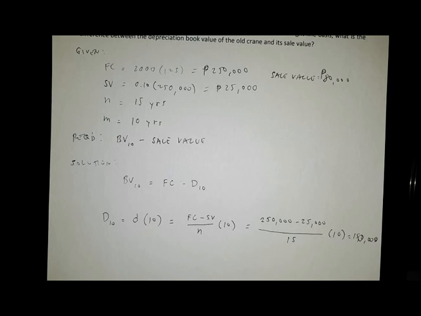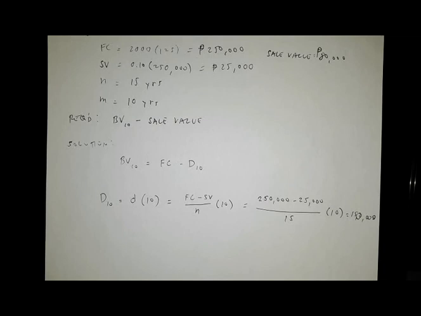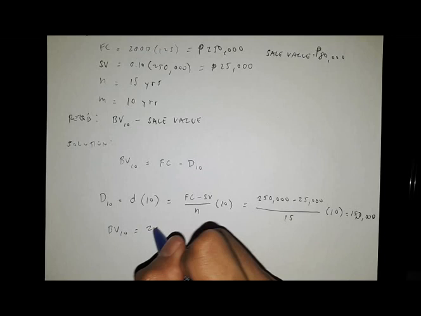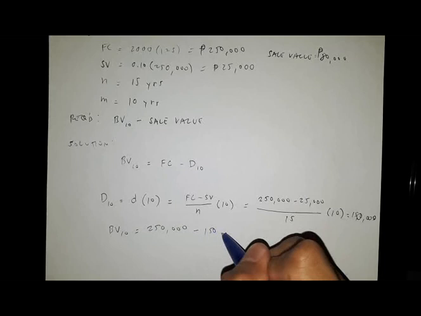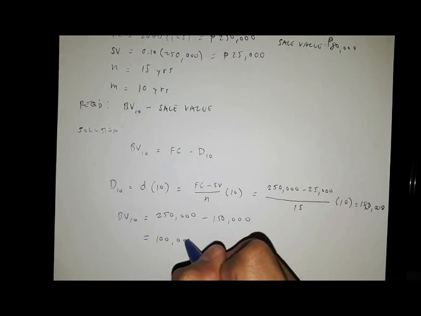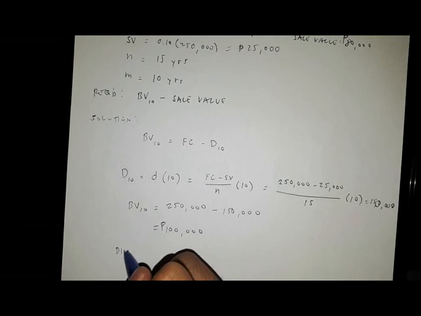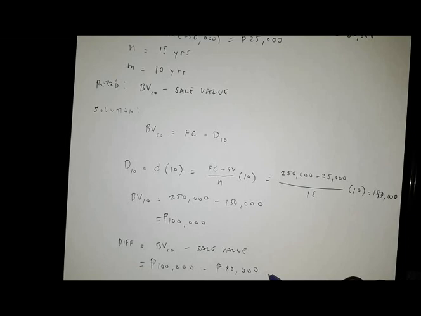Now, the book value after 10 years is equal to your first cost minus the depreciated value of 150,000. So that is equal to 100,000 pesos. So the difference between the present book value and the sale value can be computed as 100,000 minus 80,000, and that is equal to 20,000 pesos. So that is the difference.